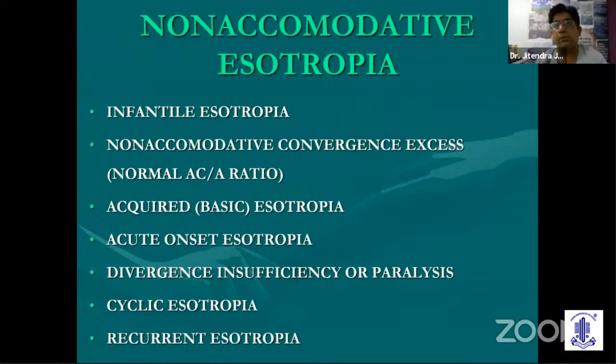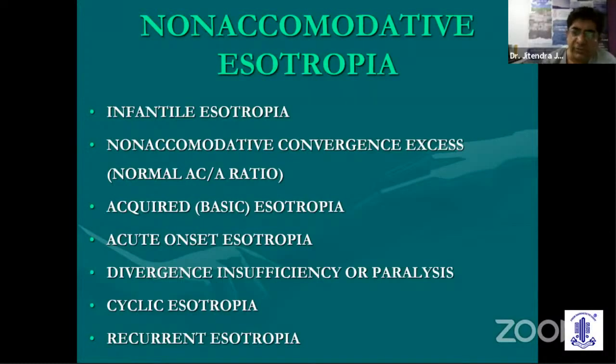Now we come to non-accommodative esotropia. The major part of non-accommodative esotropia is taken by infantile esotropia, but there can be non-accommodative convergence excess. With normal AC/BI ratio, the patient has a large angle for near. Acquired or basic esotropia, there could be acute onset esotropia, like we have seen in some patients in lockdown, who were actually uncorrected small hyperopic error patients. Because fusional divergence amplitudes are less, they go into esotropia.